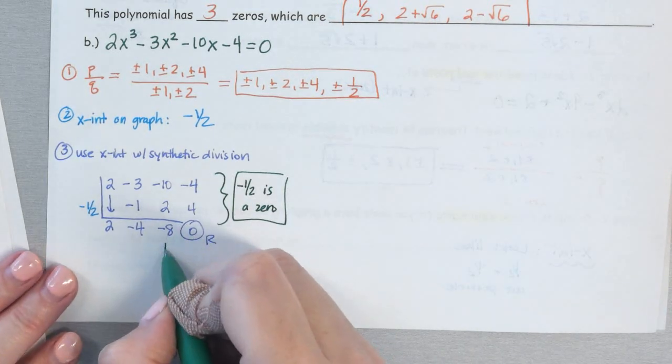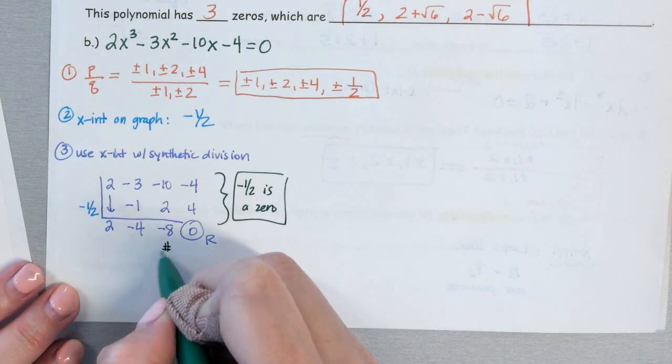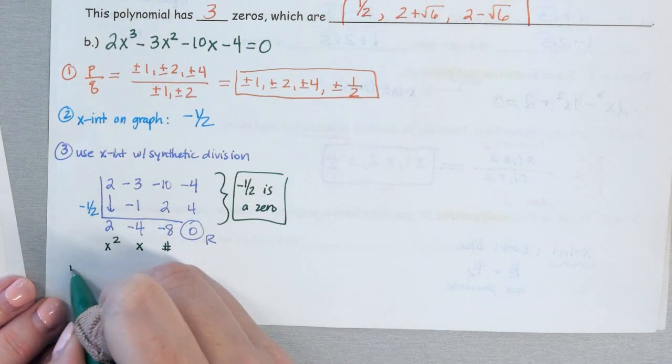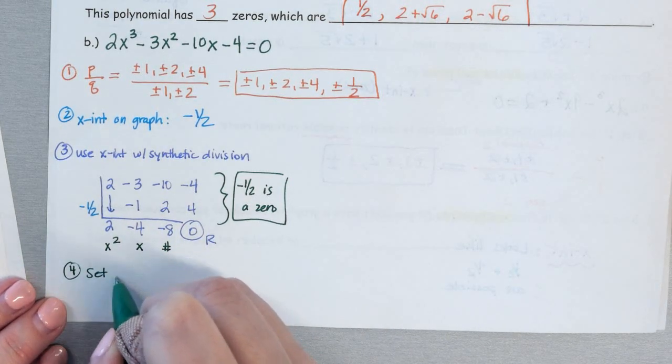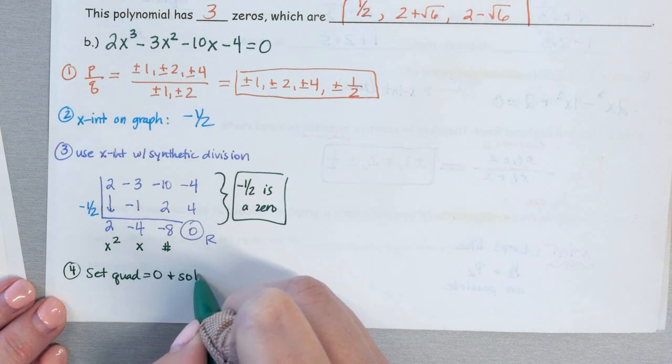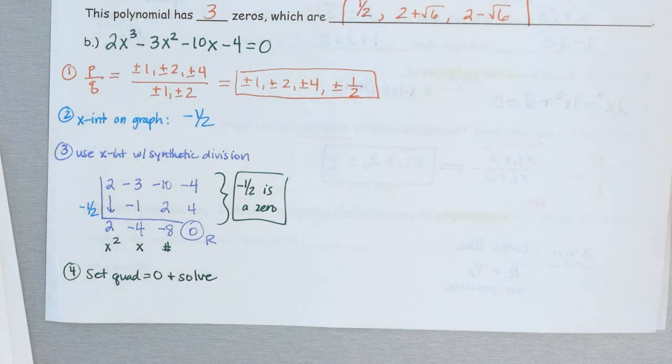Now we're left with this quadratic. So I have the number, I have the x, I have the x squared. So your fourth step is to set the quadratic equal to 0 and solve. Again, there are multiple ways to solve. If you want to just do the quadratic formula, you can do that.